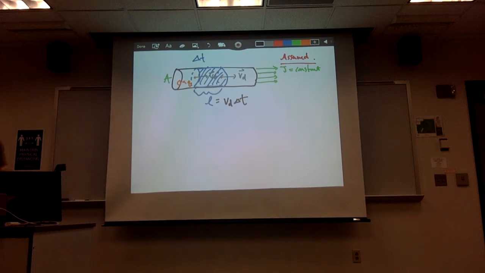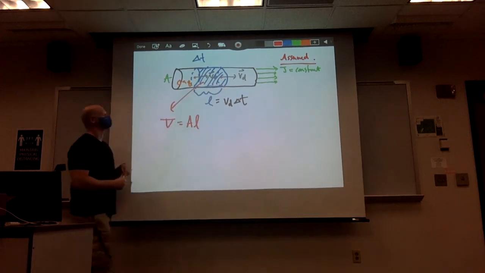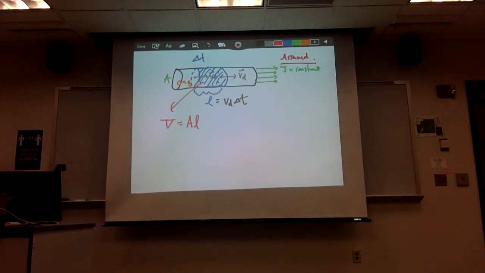So here then, what I can say is the volume which is contained inside of here, my entire volume, is going to be equal to the cross-sectional area times the length at which this charged particle has moved from the one side to the other side. But we now know L is the same thing as v times delta t, so I can rewrite the volume as simply the area times the magnitude of the drift velocity, times my change in time of delta t.